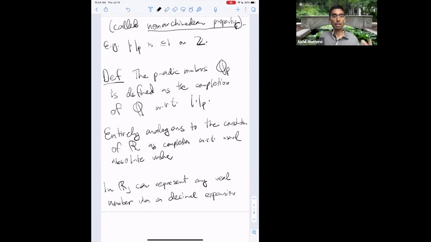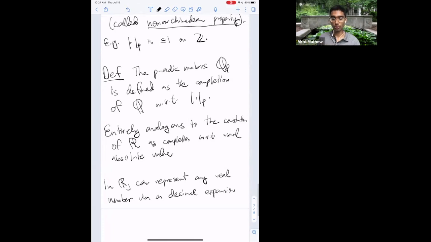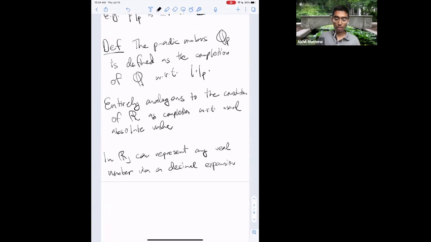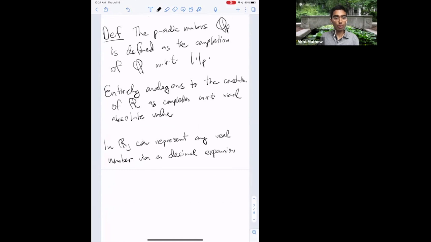And I just want to emphasize, an element of the completion is defined to be an equivalence class of Cauchy sequences. So an element of Q_p is, by definition, a Cauchy sequence of rational numbers, Cauchy with respect to the p-adic absolute value, and that's defined up to equivalence. But we want to make things a little bit more explicit. When we think about the real numbers, often we think about a decimal expansion, which is a way of representing a real number as a Cauchy sequence of rational numbers, namely the truncations of the decimal expansion. And in fact, there's something entirely analogous to that over the p-adic numbers.